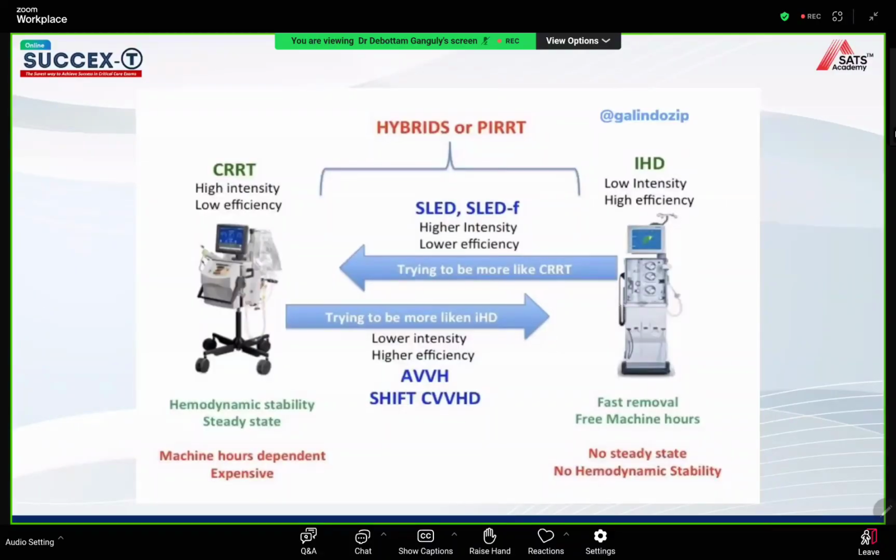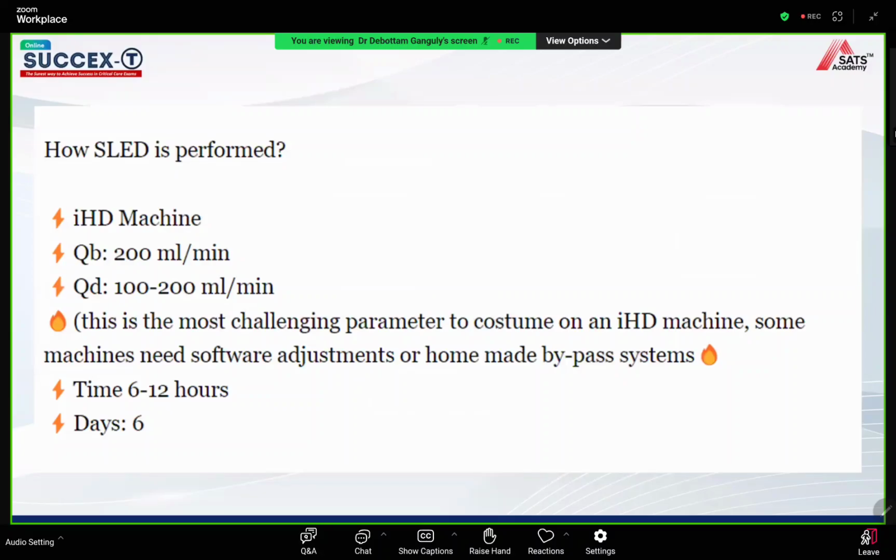Now hybrid therapy has some points of CRRT and some of ISD. Both are present in SLED or hybrid therapy, that is slow low efficiency hemodialysis. We have all seen SLED, and it uses the same machine. For CRRT a separate machine is required, but for SLED the same intermittent hemodialysis machine is required, with a blood flow of 200 ml per minute and dialysate flow of 100 to 200 ml per minute. The usual duration is 6 to 8 hours.